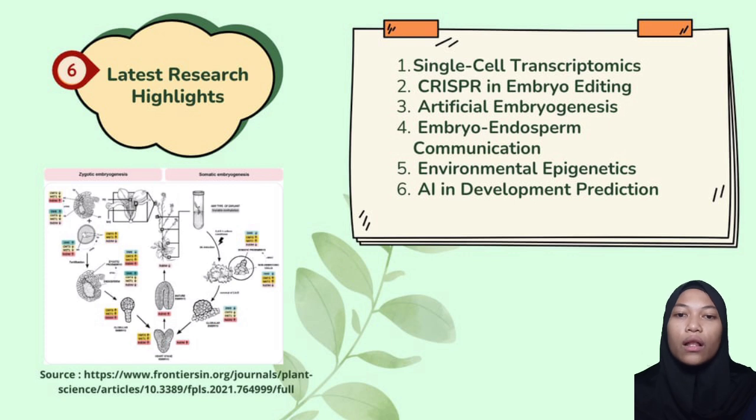Section 6. Latest research highlights. Recent studies have uncovered new things too. For example, scientists now understand better how DNA methylation works during plant embryo development. They have also improved embryo culture techniques that can help grow new plants faster. Plus, researchers are exploring how light, temperature, and other environmental factors affect embryos.